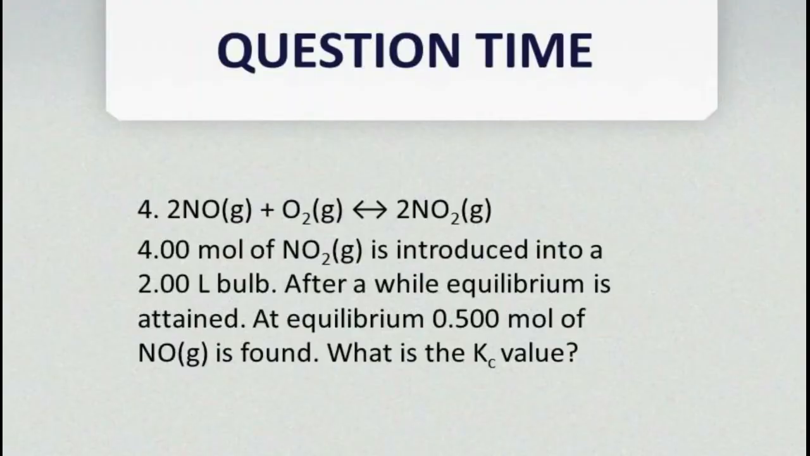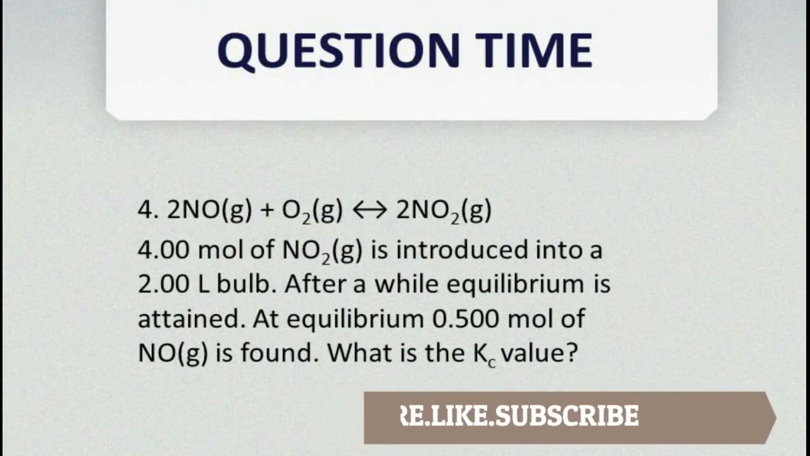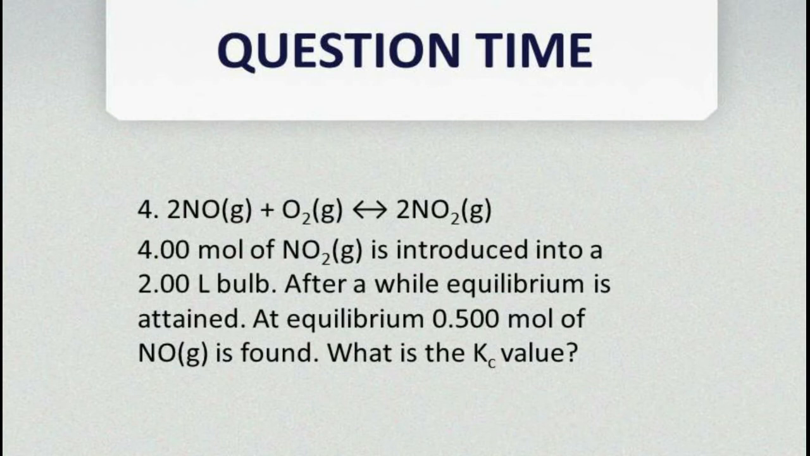Question number 4. NO gas plus O2 gas give us NO2, and we are told that there is 4.0 moles of NO2 gas, and it is introduced into a 2.00 liter bulb. After a while, equilibrium is attained. At equilibrium, 0.500 moles of NO gas is found. What is the Kc value?